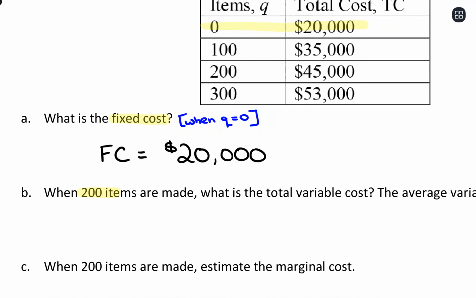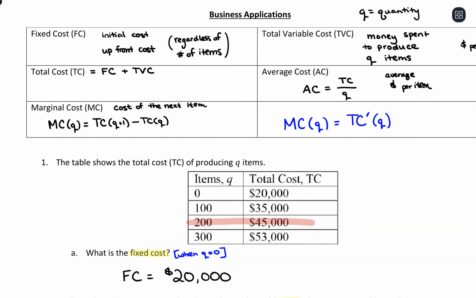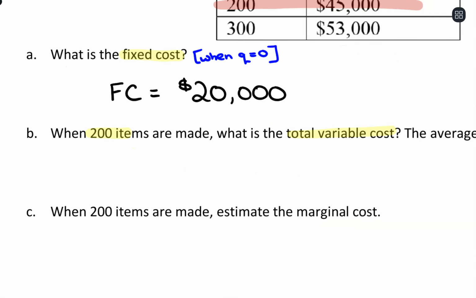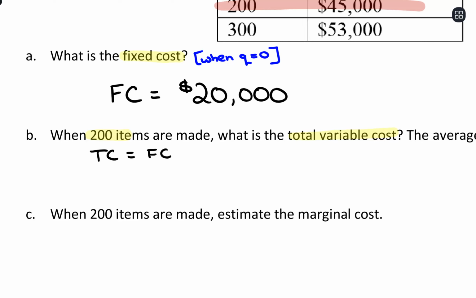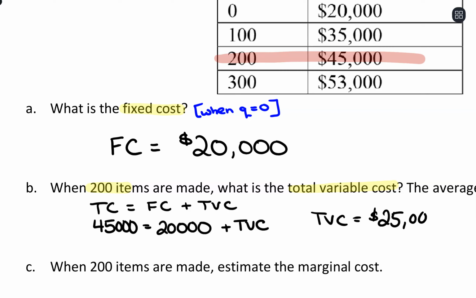So no matter what, we're going to have a cost of 20,000. When 200 items are made, what is the total variable cost? So when we're at 200, which is right here with that total cost of 45,000, our total variable cost is going to come from our formula up here, where total cost is equal to fixed cost plus total variable cost. For 200 items, that total cost is 45,000. Fixed cost we just found is always 20,000, plus our unknown of total variable cost. So to solve for total variable cost, we take 45,000 minus 20,000, which is $25,000. So our total variable cost is 25,000.